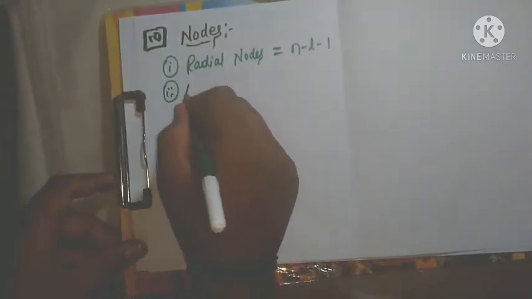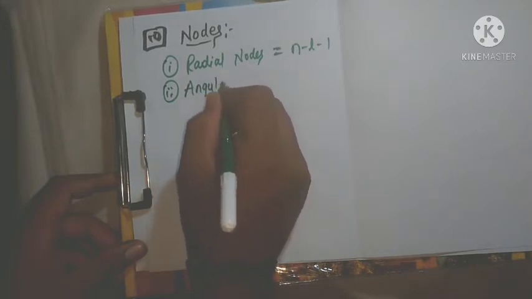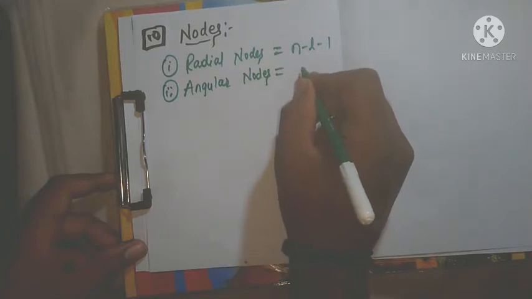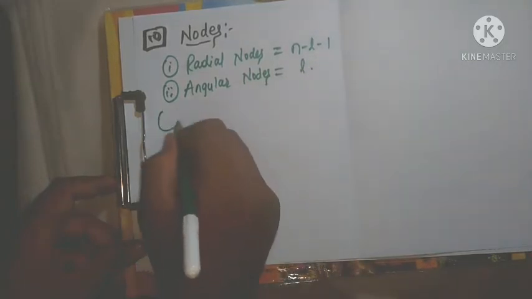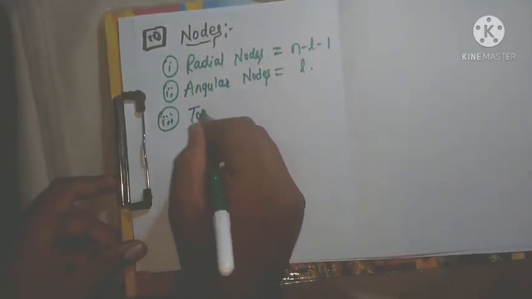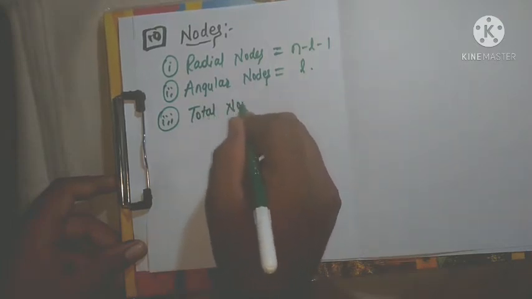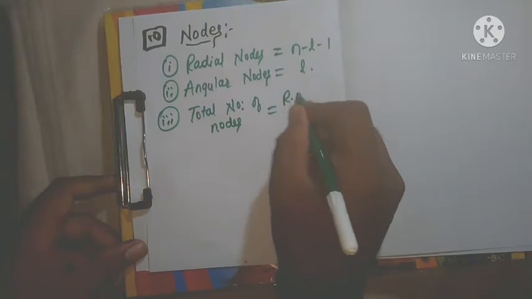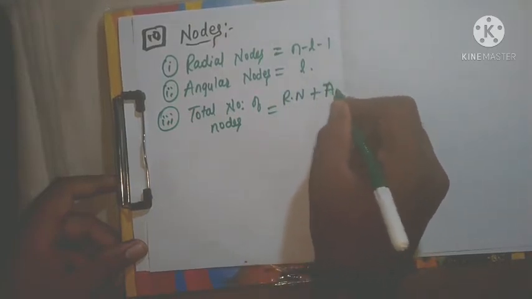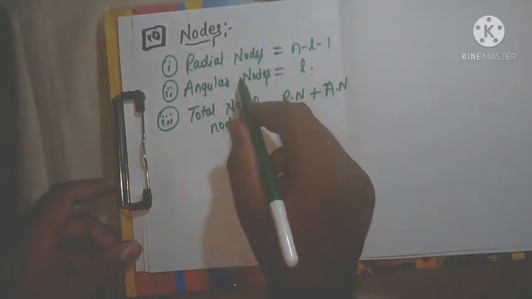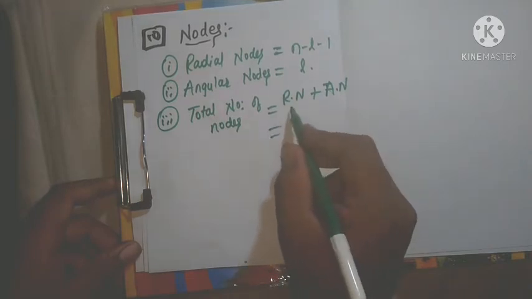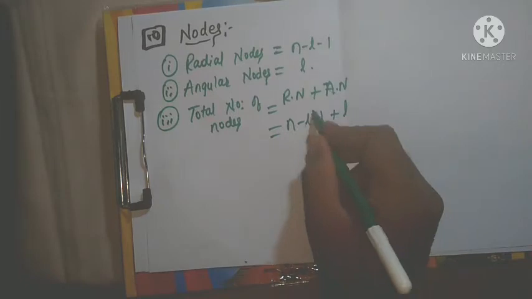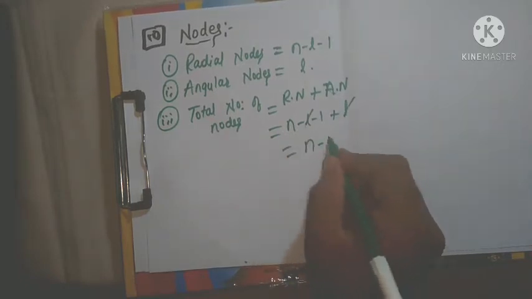Next, the number of angular nodes is equal to L. Third, the total number of nodes is equal to radial nodes plus angular nodes. If you add both, you will get the total number of nodes. Radial nodes n minus L minus 1 plus angular nodes L: minus L plus L cancel. Therefore it is n minus 1.